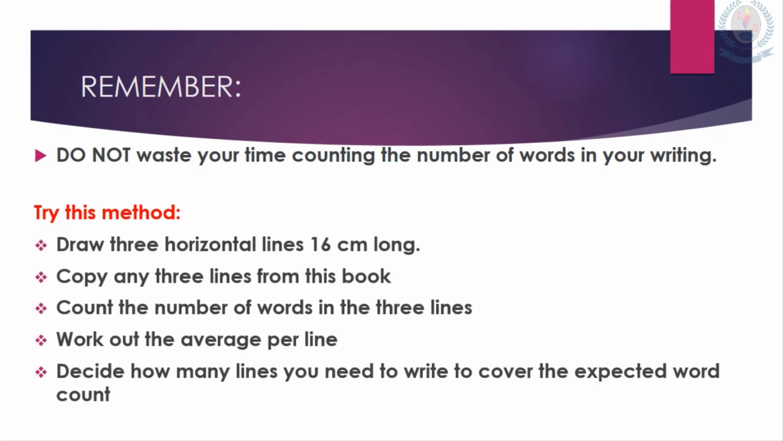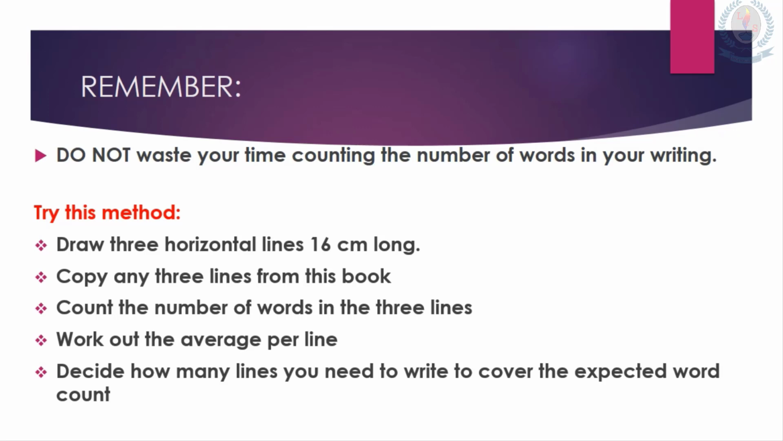Take a piece of paper. Draw 3 horizontal lines 16 centimeters long. After drawing the lines, you can take your textbook, that is the General Certificate of English book, and copy any 3 lines from that. Count the number of words in the 3 lines. Now, after writing the 3 lines, you can count the number of words in it. Then work out the average per line. That depends on the size of your letters, the space you have kept in between the words. Okay, so it depends. It differs from person to person.